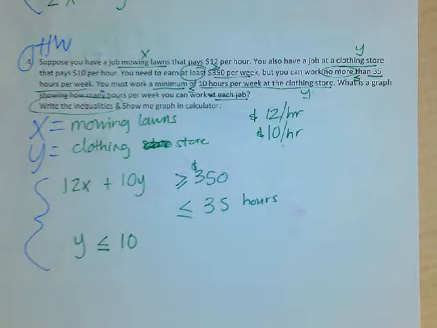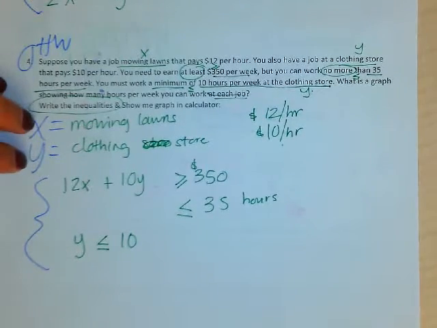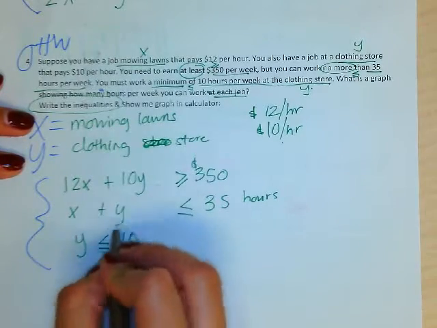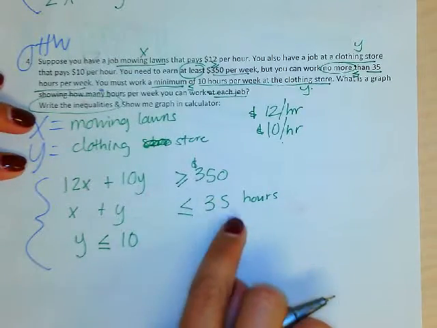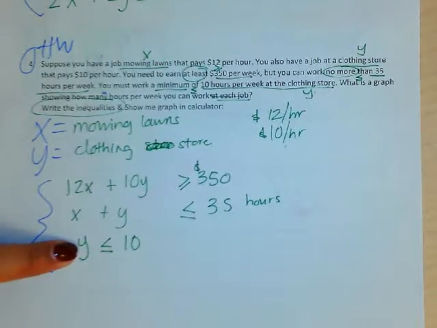Okay? And now for the hours. Okay, I know that I have to work no more than 35 hours per week. That means at both jobs. Okay, remember that X and Y are the hours at each place. So here I just do X plus Y has to be less than or equal to 35 hours. So there are my three inequalities. The one that was very straightforward is this one, Y is greater than or equal to 10.